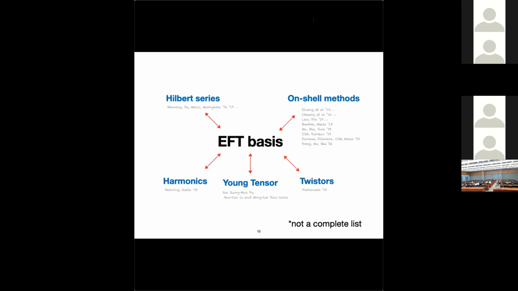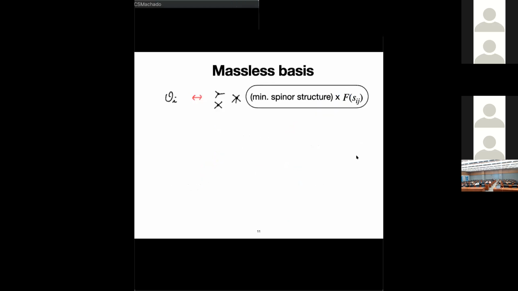So this is just a glimpse of how amplitudes can be useful to systematically build and count these higher dimensional operators. But I just want to mention that indeed the problem of constructing bases of operators has had a huge development in the past years, and there are many different approaches that can be more practical depending on the application. So to start with the massless case, the idea is that the operators are in one-to-one correspondence with non-factorizable or contact amplitudes. And this can in general be written as a minimum spinor structure times a function that is Little group neutral and is just made of powers of Mandelstam variables.